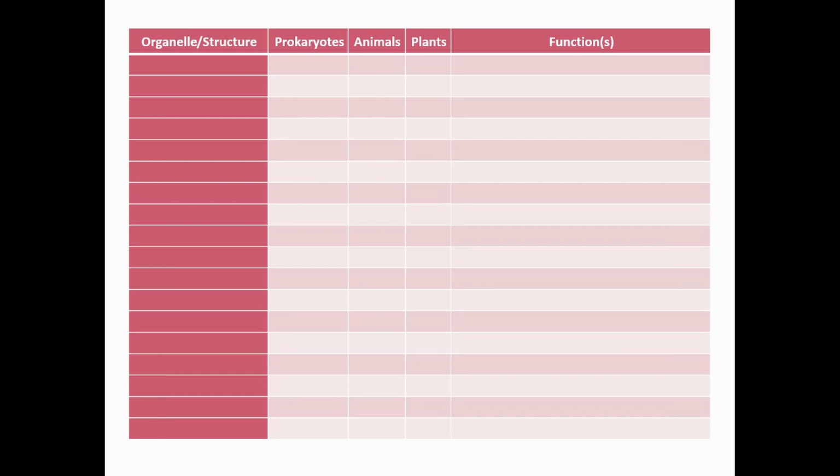So let's go down the list and talk about what they do. So we look at the capsule. That's a prokaryotic thing for protection. The cell wall, which some of them can have, again, for protection in prokaryotes. It's also to help protect and shape plant cells.